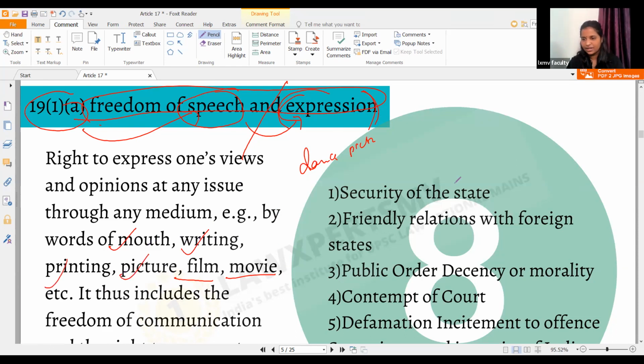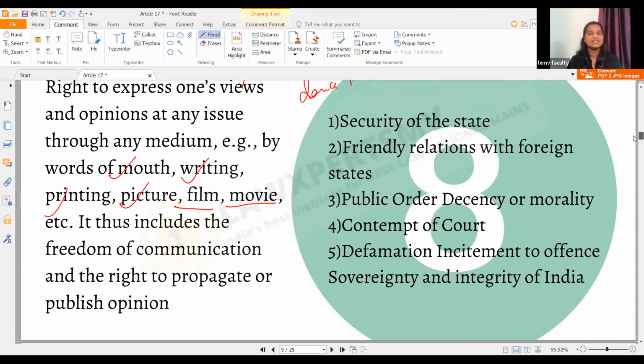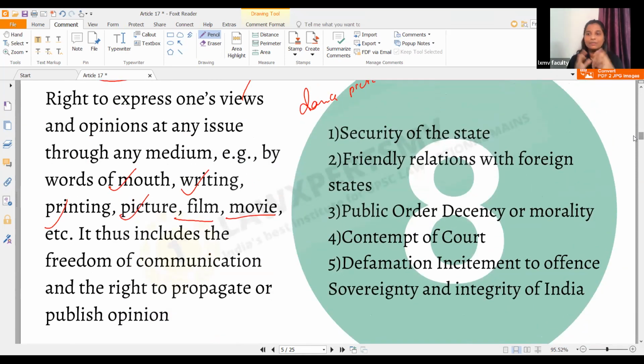everything is covered. Okay, it is having a wide scope. Why I'm talking a lot about this? Because this has been asked in a previous year question. Okay. So now, if you see, this freedom of speech is not an absolute right. When I say it is not an absolute right, it means it has a lot of restrictions.